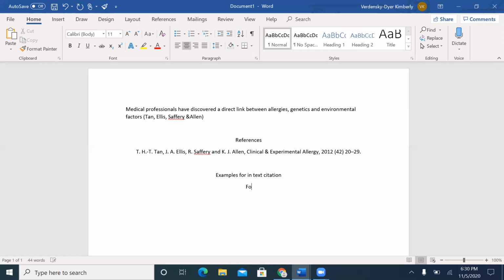If we have 4 or fewer, we are going to cite all of their last names using the ampersand. However, if I have more than 4, I am now only going to cite the first author, then et al. So that stands for "and others." And so if I have more than 4, it's the first author and then et al.